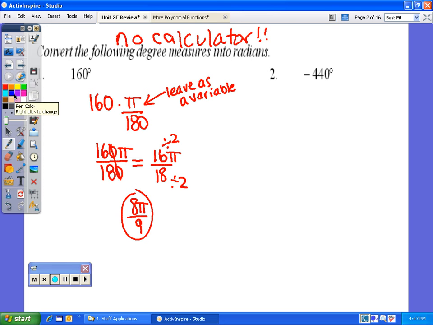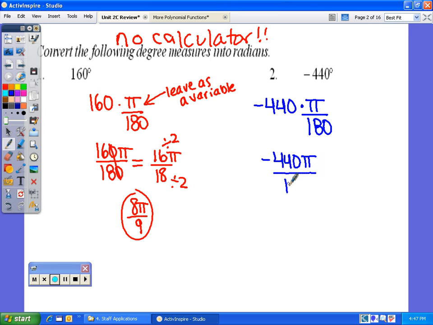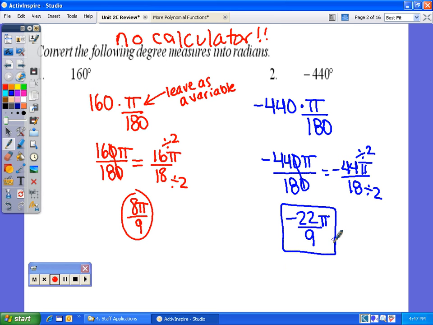The next one, you're going to do the same thing. Do not change this by adding 360. Just leave it as negative 440. And multiply it by pi over 180. Put it together, and you get negative 440 pi over 180. The zeros cancel out. You're left with negative 44 pi over 18. Again, both of these are divisible by 2, making this answer negative 22 pi over 9. Okay, really easy stuff. Just really concentrate.